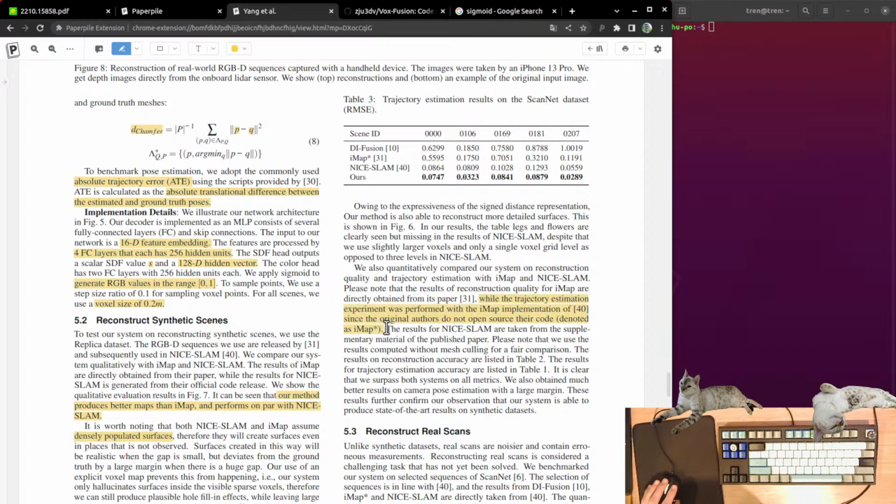Okay, so they criticize the IMAP people here a little bit. They're basically saying that they weren't able to find the official implementation of IMAP because the original authors did not open source their code, so they used an implementation from a different paper. So it's not real IMAP, basically. It's a copy, probably not as good a copy of it.